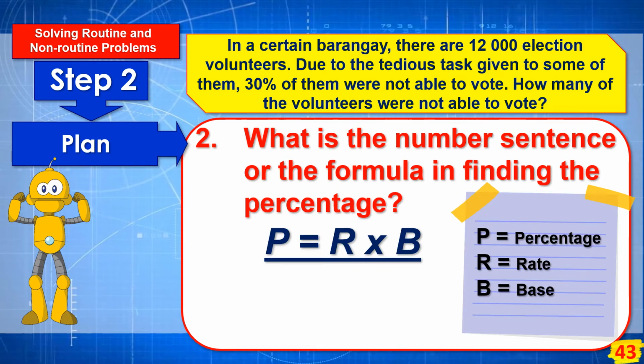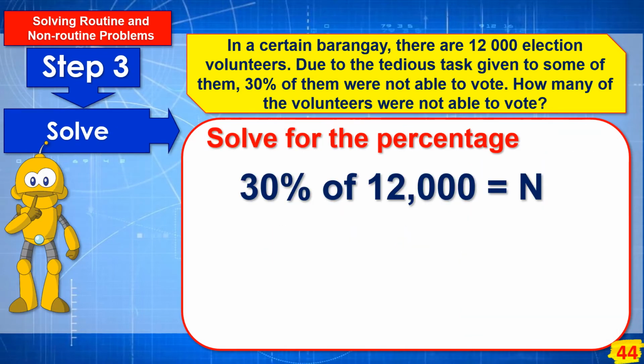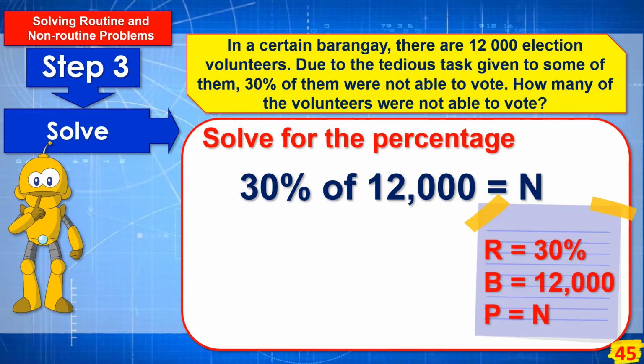Where P is the percentage, R is the rate, and B is the base, or percentage equals rate times base. We are now ready to proceed to step number 3. Step 3, solve. To find the answer, N is 30% of 12,000. Remember, N will represent the unknown, which is the percentage, where 30% is the rate, 12,000 is the base, and N is the percentage.